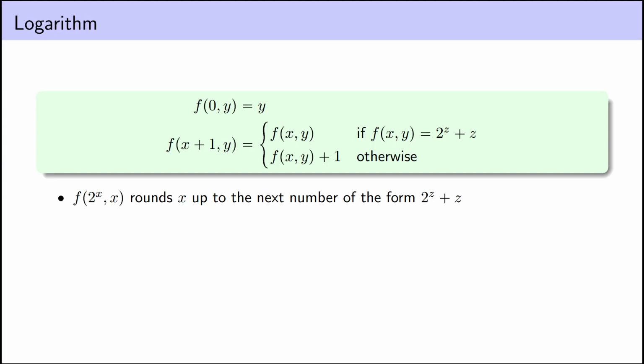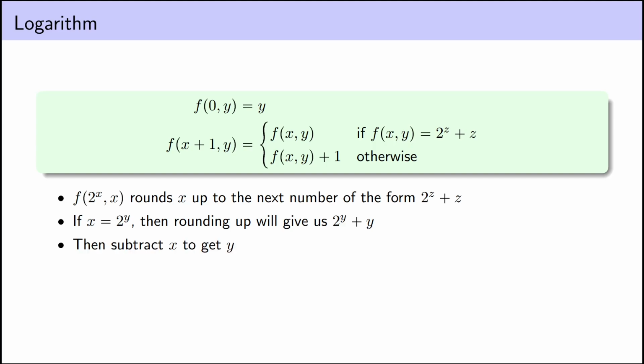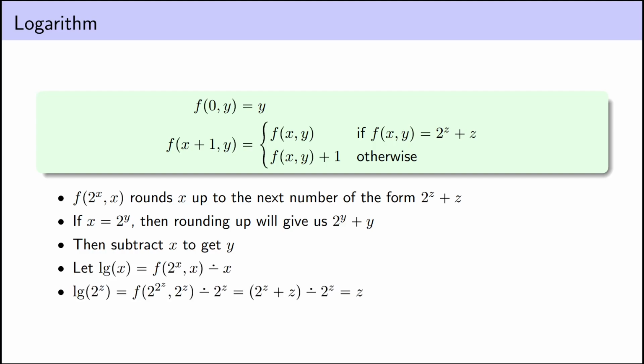So f of 2 to the x, x rounds x up to the next number of the form 2 to the z plus z. So if we knew that x was of the form 2 to the y, then we can extract y, just by rounding up to the next number of the form 2 to the z plus z. And that's specifically going to be 2 to the y plus y. And then if we subtract our x, if we subtract our 2 to the y, we're just going to be left with y. So again, round up and subtract x. Here I'm using a minus sign with a dot over it for the monus operation.